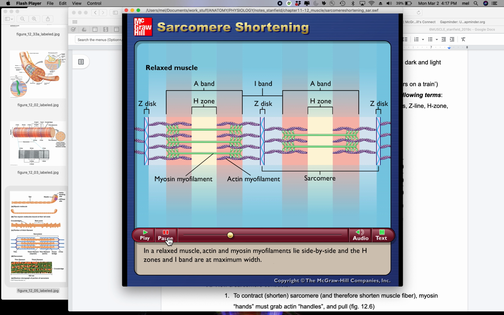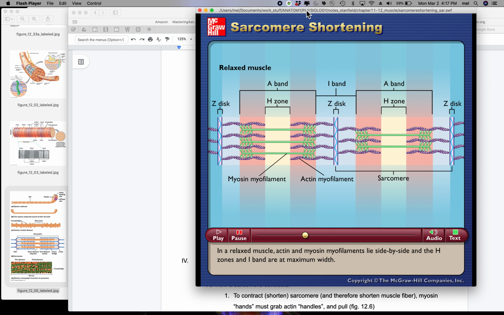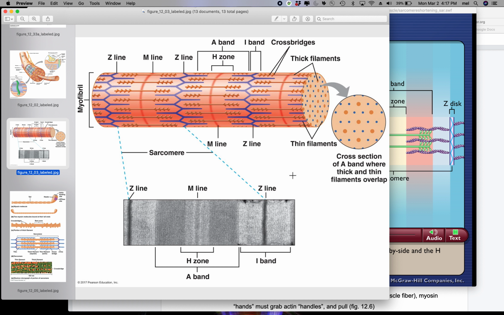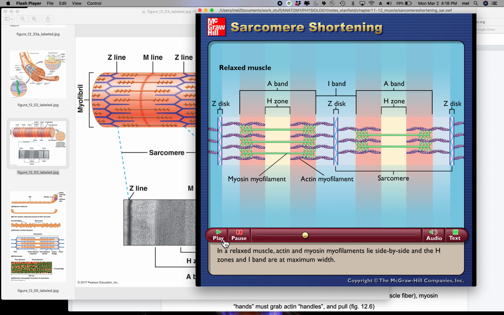at maximum width. Okay, so let's look and make sure this corresponds to what you guys said. So this would be a relaxed sarcomere. Here's the H zone, and here is the I band from the end of one myosin to the beginning of the other. So the H zone and the I band would be at maximum width when the thing was relaxed. But then what we are going to do is slide these filaments past one another, and he's going to introduce you to that.